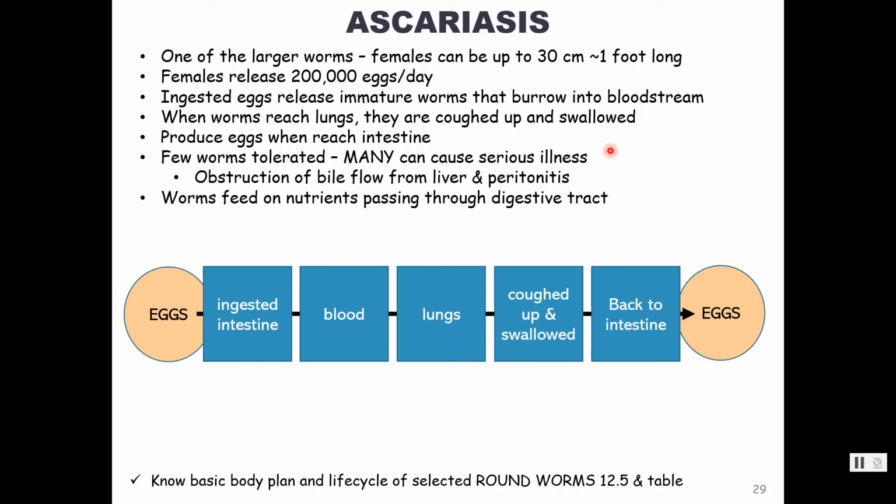A few worms are tolerated. If there's a whole lot of worms, when they go through this stage of being coughed up, it can actually cause choking issues with the respiratory system. If there are a high volume of worms in the intestine, you can get everything from total obstruction of the intestines, blocking the bile ducts coming from the liver, peritonitis, and that fluid build up in the abdominal pelvic cavity. And so just keep in mind that worms are feeding on the nutrients being passed through that digestive tract.